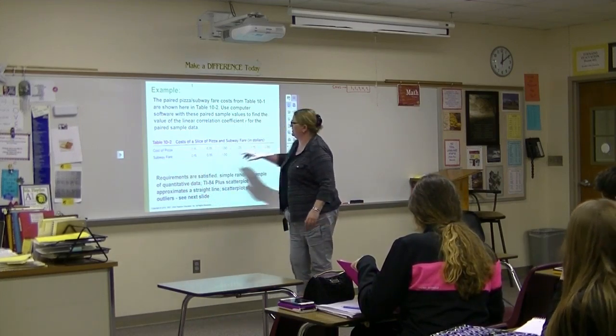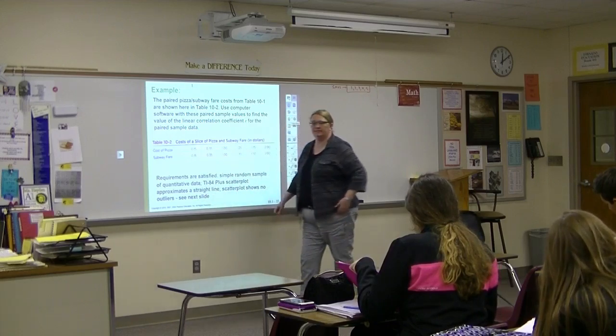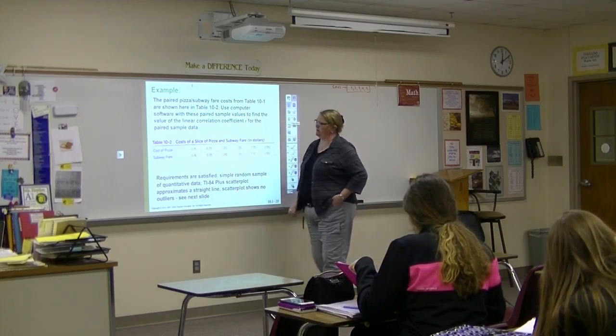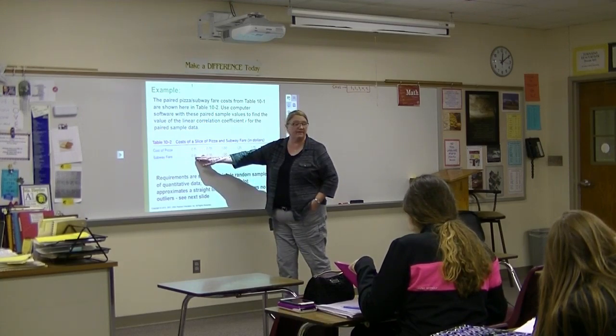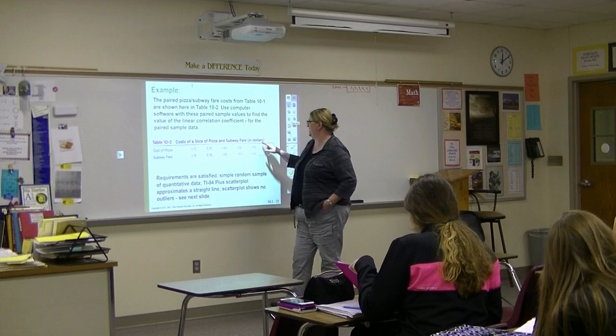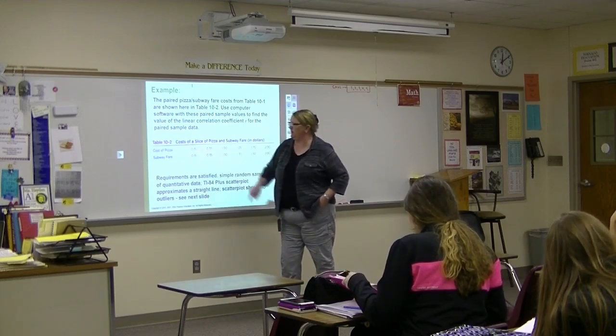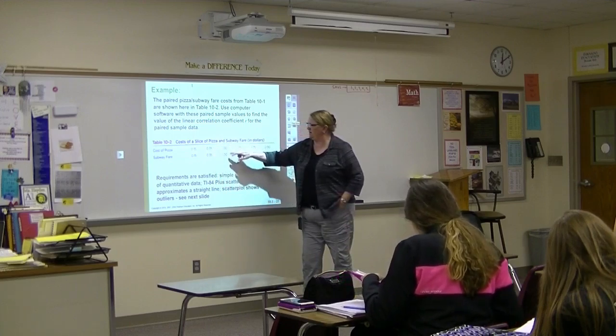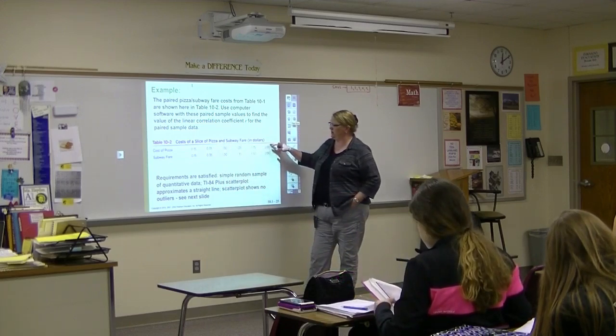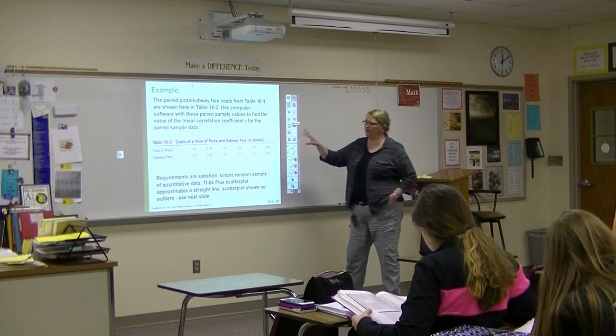Okay, requirements are satisfied. It's a simple random sample. Look, cost of a slice of pizza and Subway fare in dollars. Here's some cost of pizza and the Subway fare. Wherever this cost of a piece of pizza was 15 cents, Subway fare 15 cents, actually in dollars. So it says 0.15, doesn't it? Yes. 0.35, 0.35, 1.1, 1.25, and so on. This table is actually in your book.